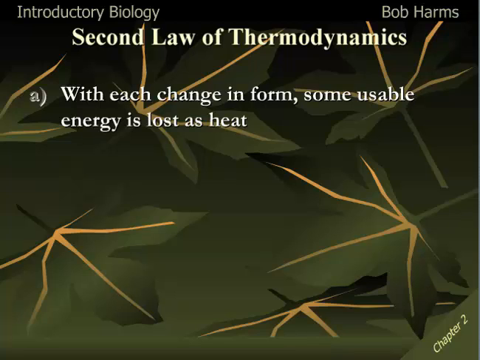And the second law tells us that every time we change that form of energy from one type to another, the amount of usable energy is going to decrease. So some of that usable energy is going to be lost. Now, we're not destroying that energy. It's usually going to be converted to heat.